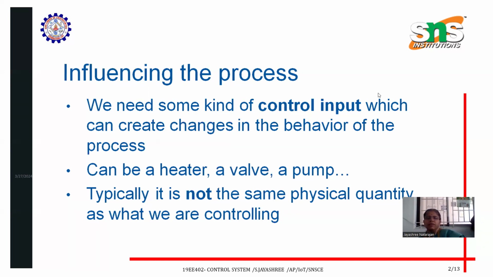Typically it is not the same physical quantity that we are controlling, right? We want to increase the room temperature, which means we have to increase the temperature of the coil, right? We cannot directly increase the temperature of the air, right? So this is what we call influencing the process.